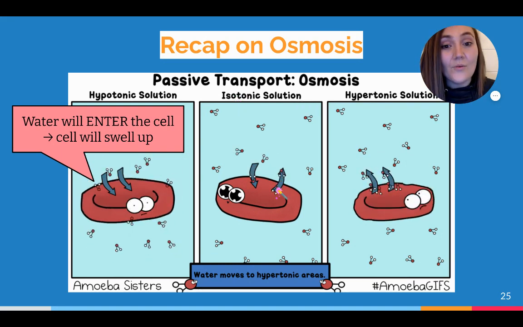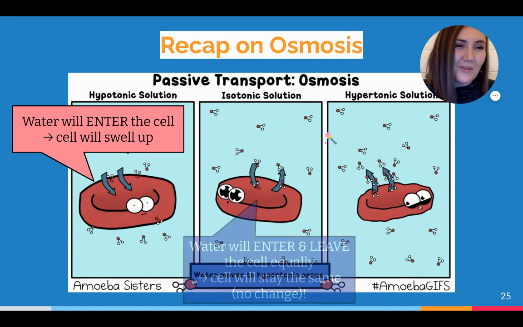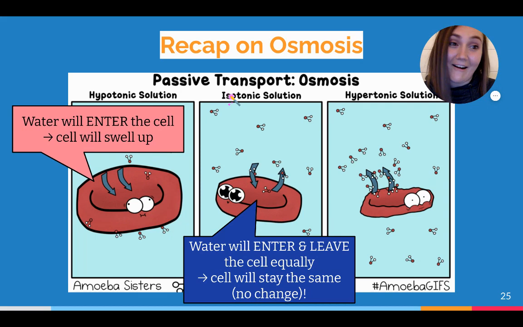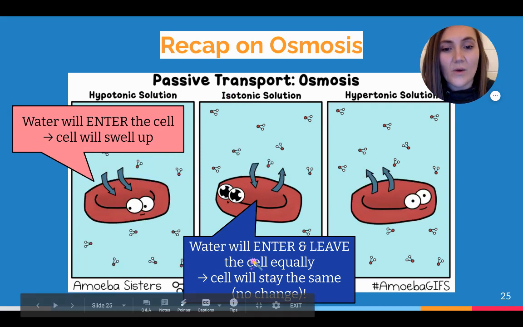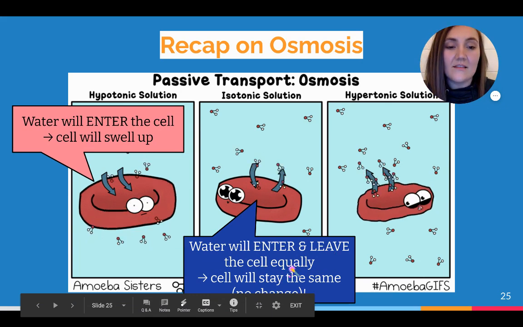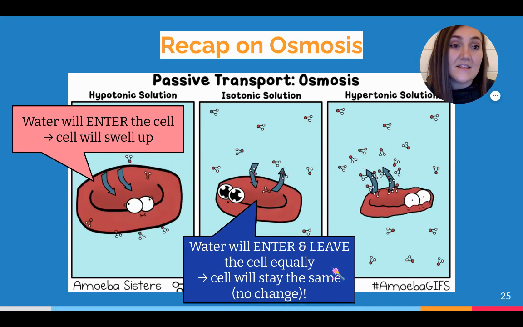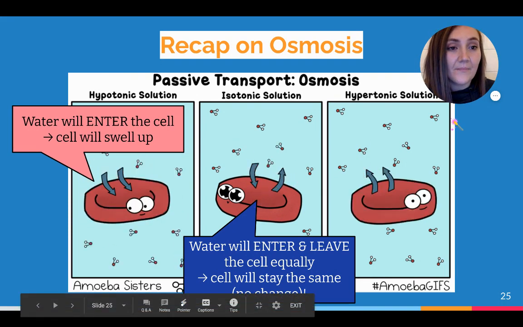Isotonic, water's leaving the cell and entering the cell at the same time. I don't really have a good memory trick for that one, but just because the word starts with the letter I, hopefully you know that that one's the one that's equalized. So water is entering and leaving at the same rate equally. The cell will stay the same size. This is a happy cell. We want our cells to be in an isotonic solution.